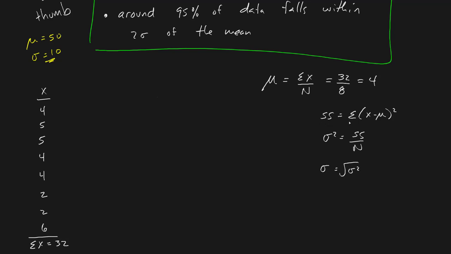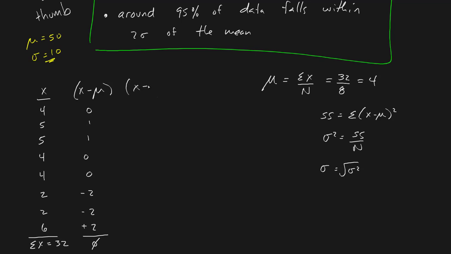So let's start at the beginning here. I need to find my deviations. So I need to take each value and subtract the mean, which is 4. So 4 minus 4 is 0. 5 minus 4 is 1. And these are the same. 2 minus 4 is negative 2. 6 minus 4 is positive 2. So these are my deviations, and you can check to see that these actually add up to 0, as they should. They always add up to 0 in this column.